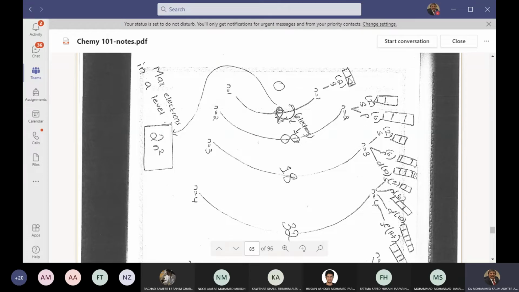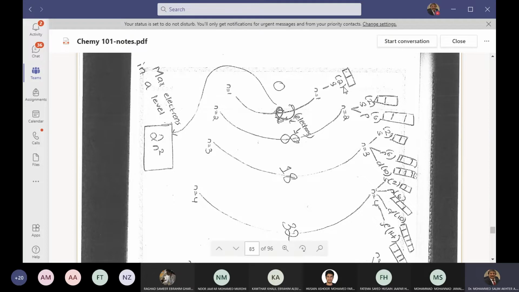Now, my friend, for S, there is only one box. I have done this correction. Those people who have joined me today, S, only one box. P, 3 boxes. D, 5 boxes. Each box maximum 2 electrons. I can have one, no problem, but I cannot have 3.